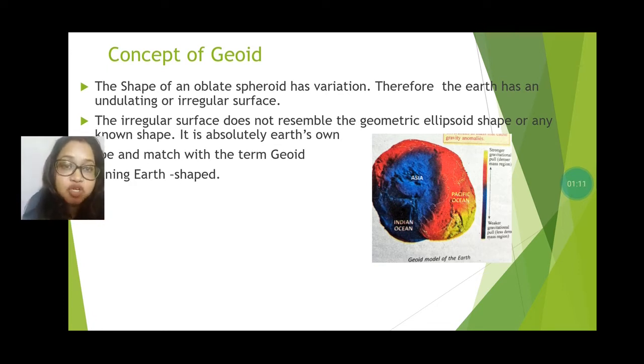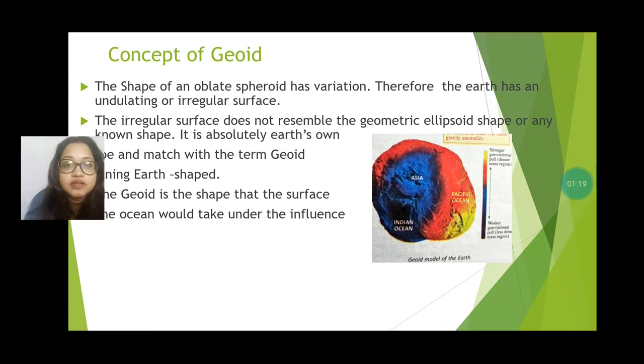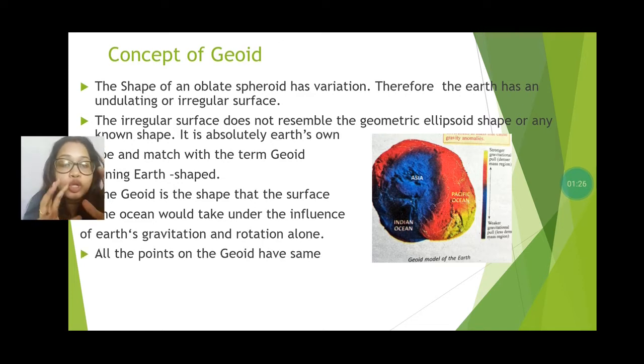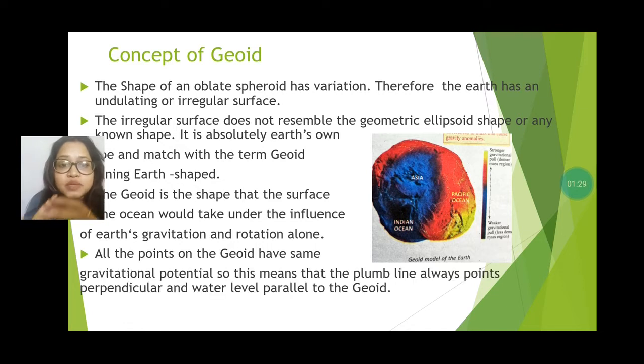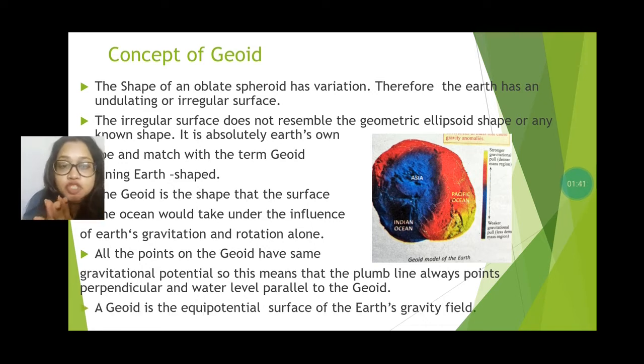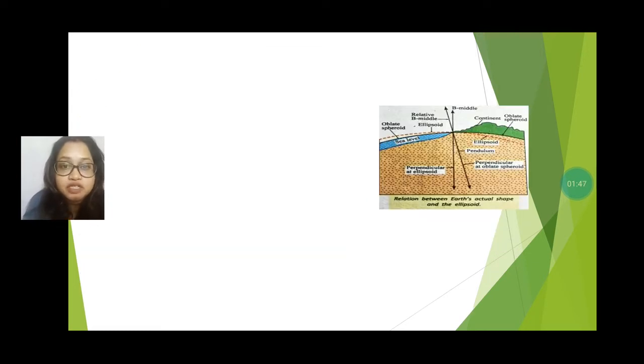What is the meaning of the geoid? Geoid means the Earth shape. The geoid is the shape of the surface the oceans would take under the influence of the Earth's gravitation and rotation alone, and all the points on the geoid have the same gravitational potential. So this means the plumb line always points perpendicular and the water level parallel to the geoid, and a geoid is the equipotential surface of the Earth's gravitational field.